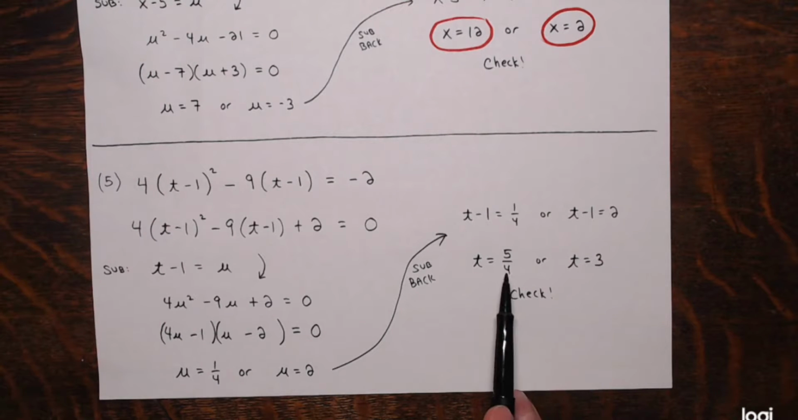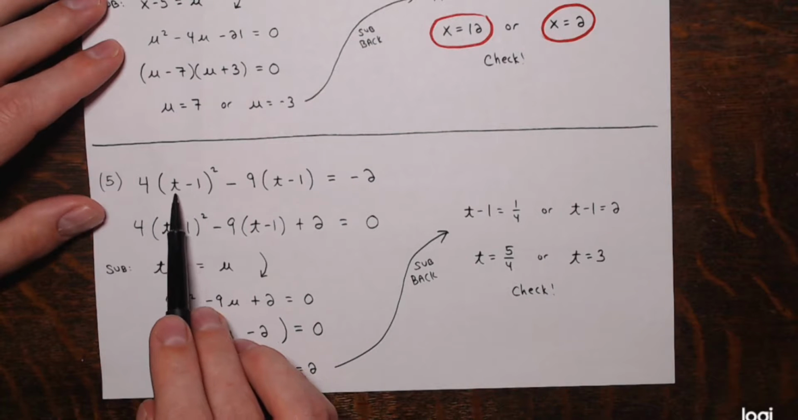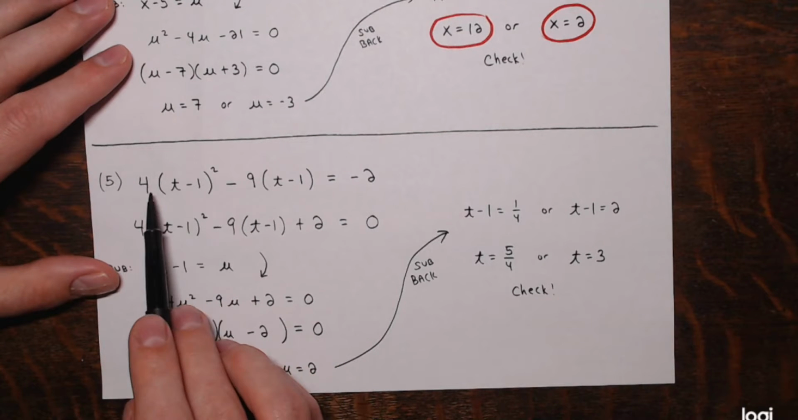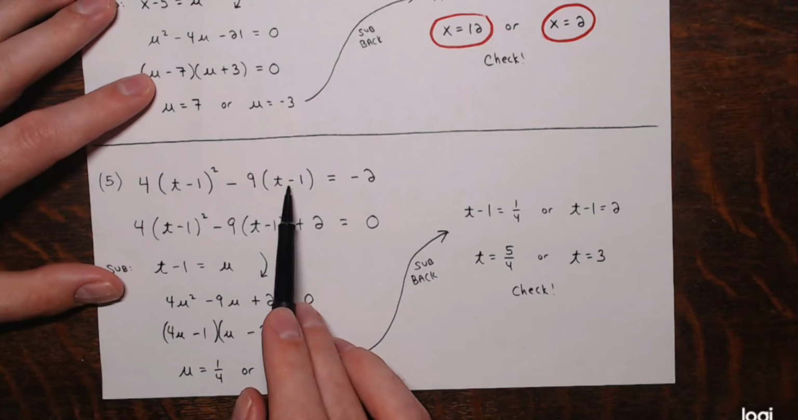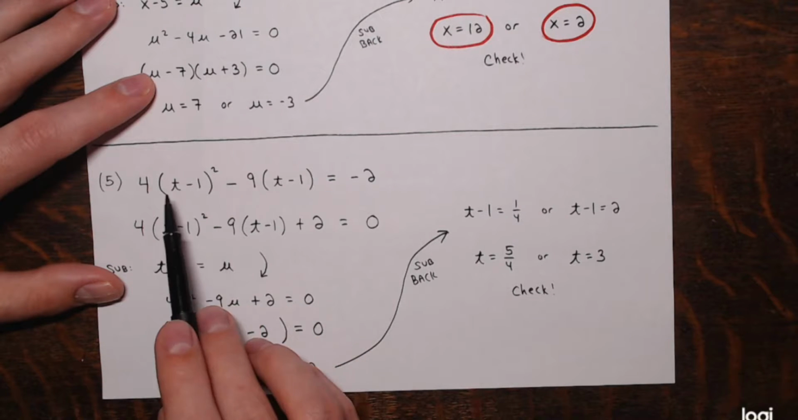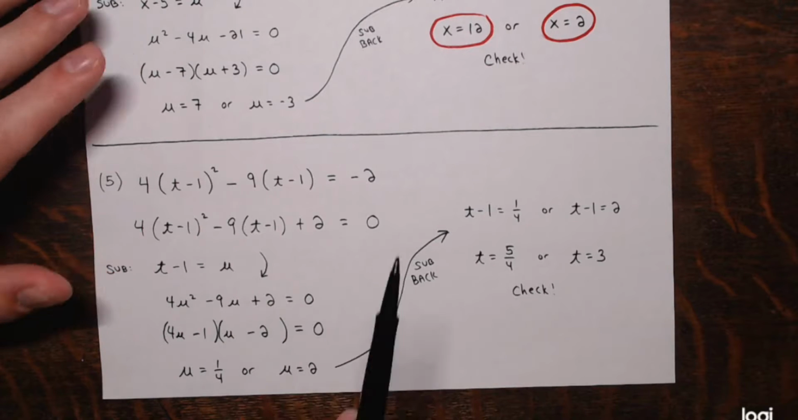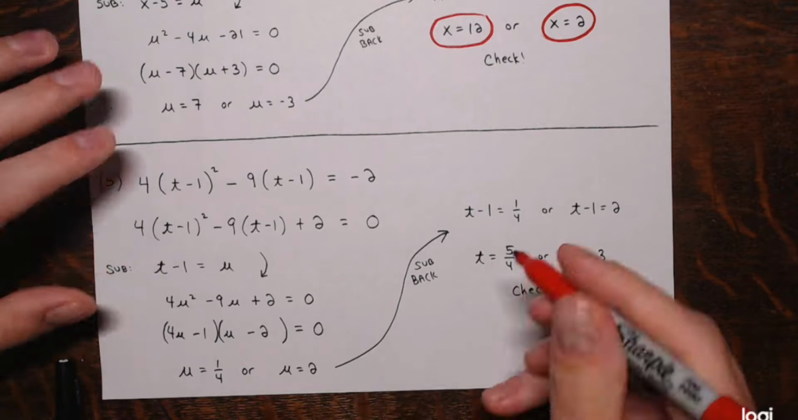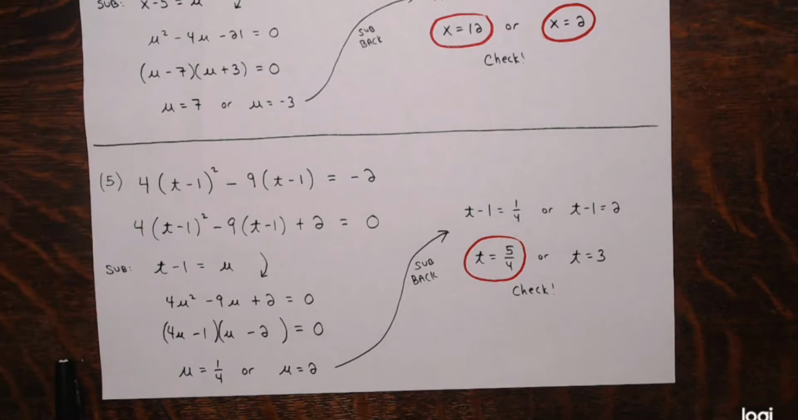Now, when t is 5/4, this would be 5/4 minus 1, that's 1/4. Squared is 1/16, times 4 is 1/4. Minus 9/4. 1/4 minus 9/4 is negative 8/4, which is negative 2. You get negative 2 equals negative 2. Excellent. And again, you can use a calculator if you want. I don't really care, as long as you're checking it properly.